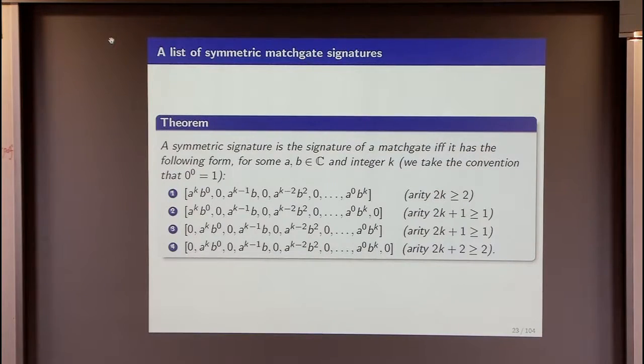Then it behooves us, from a classification perspective, to ask what is solvable. You can be very ambitious and say, I want to solve a #P-hard problem in polynomial time. What I instead say is: let's try to carve out exactly what these things can do. One step forward is to characterize all the signatures that are realizable by match gates that are symmetric.